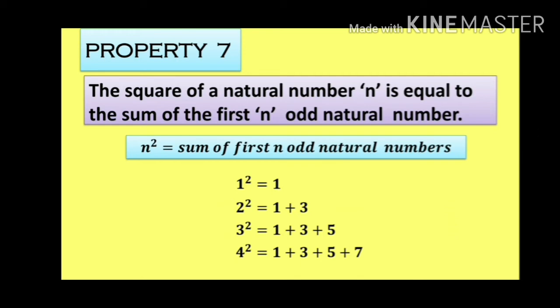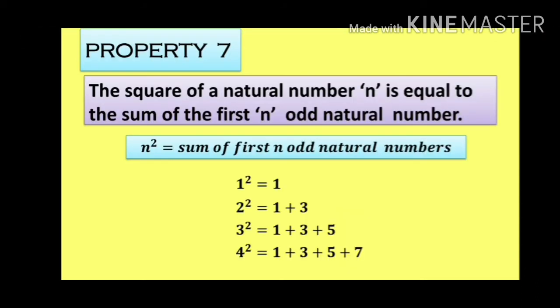Then 2 squared. As you can see here, n is 2 here. So 2 squared is equal to 1 plus 3. That is the sum of the first 2 odd numbers. The first 2 odd numbers are 1 and 3. Now you know 1 plus 3 is how much? 4. So 2 squared is also 4. Then you can see here 3 squared. 3 means the sum of the first 3 odd numbers you can take. So 3 squared means 1 plus 3 plus 5. It gives 9.